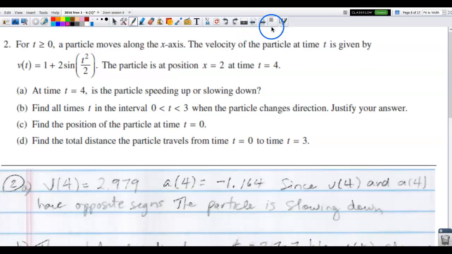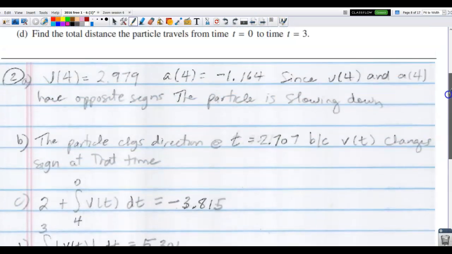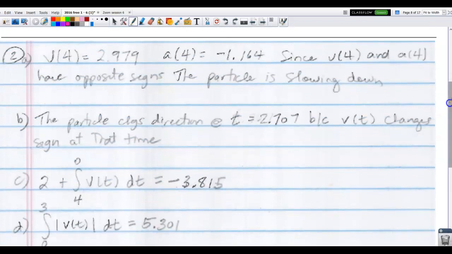Moving on to, and this is my work on question number 2, just so you can see how I wrote it up. Again, you'll notice it didn't do a whole lot of writing. I didn't take up a whole lot of space. Pretty straightforward.